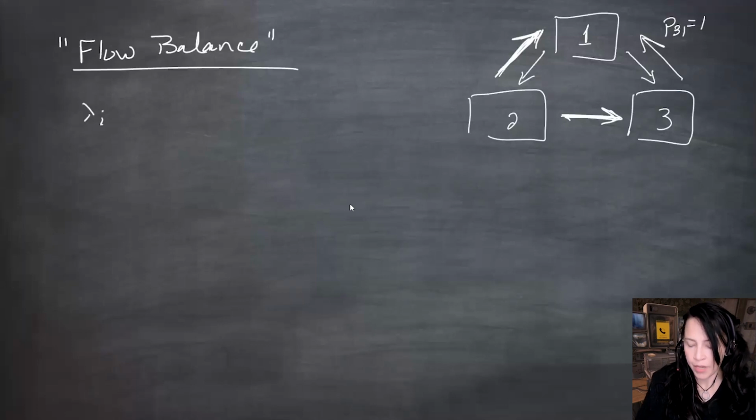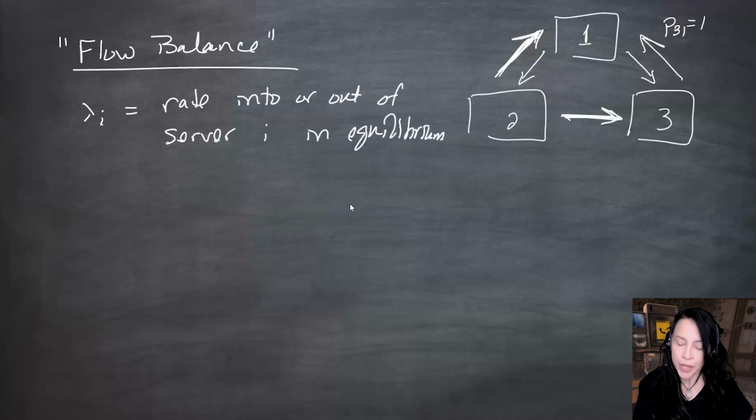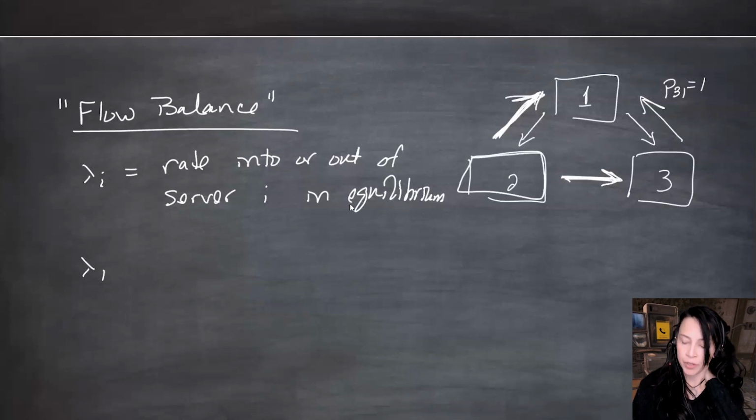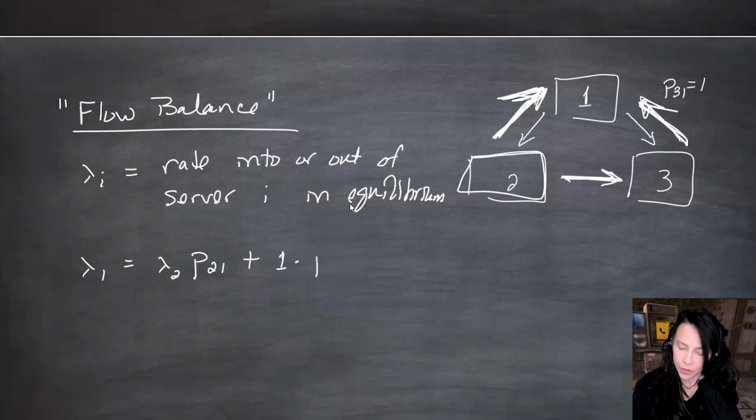So in this example, the flow balance equations, we're going to let lambda i be the rate into or out of server i in equilibrium once this thing has settled down and has this balance of its flow. And so the rate in this particular picture example where the arrows represent all possible moves, the rate into server 1 appears to be the rate out of server 2 times this probability that we move from 2 to 1. So that's going to be lambda 2 times whatever is given as P21. And then I can also get to server 1 from server 3. So I'm going to take the rate out of server 3, which is lambda 3 times 1 in this case, because there's only one way to go from server 3.